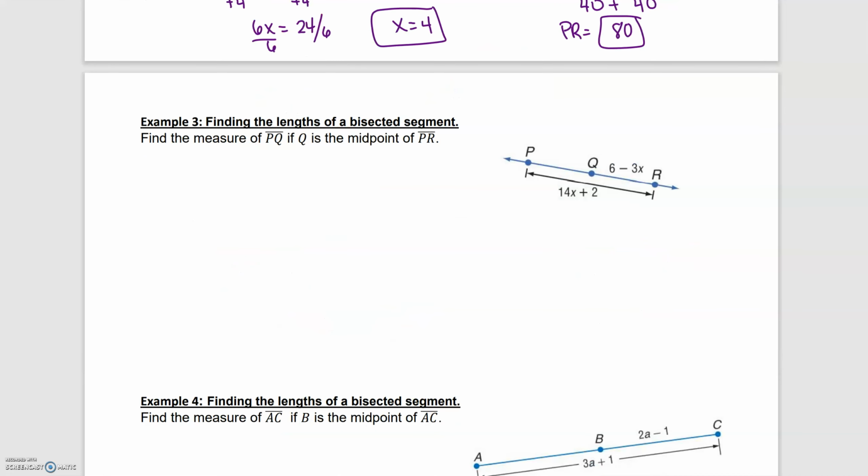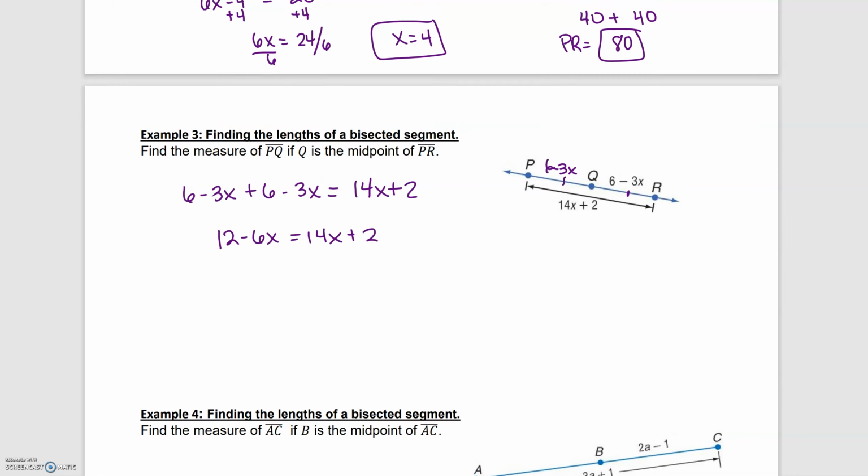All right, this next one, we know that Q is the midpoint. So this segment and this segment are congruent, so we can either write out a 6 minus 3x here and then add them together, setting it equal to the total, or we can cut this total in half and then set it equal to this right side that we know. Either would work. Some people like to just write in that other one there and then add those two together and set it equal to the whole.